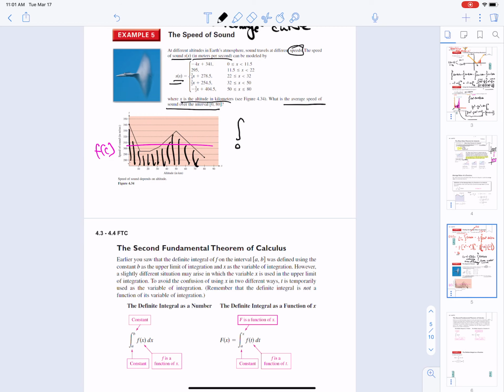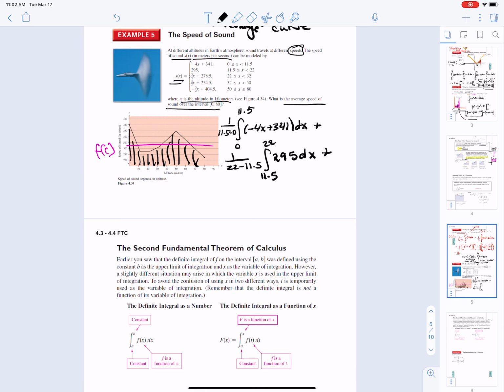We're going to do the integral from 0 to 11.5. And we have to go 1 over 11.5 minus 0, 1 over b minus a, of my function minus 4x plus 341. Plus, now I would go 1 over b minus a, which is 22 minus 11.5, integral from 11.5 to 22 for that next time block.